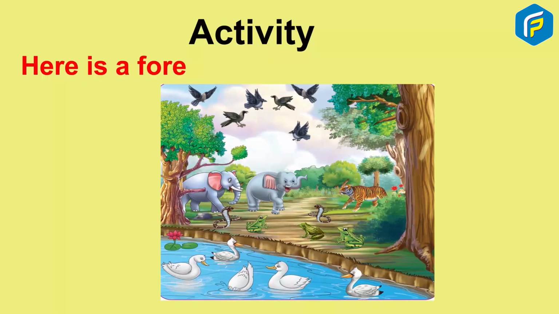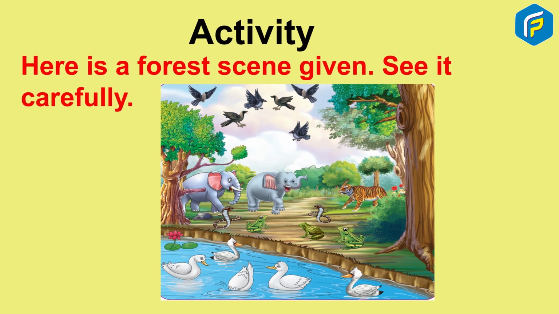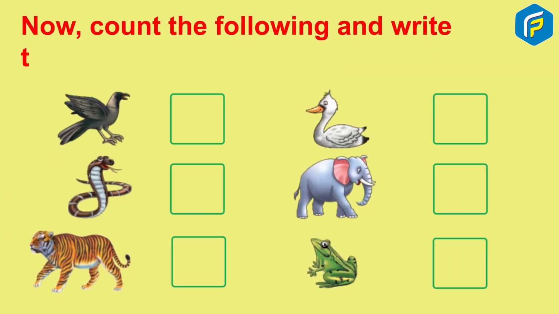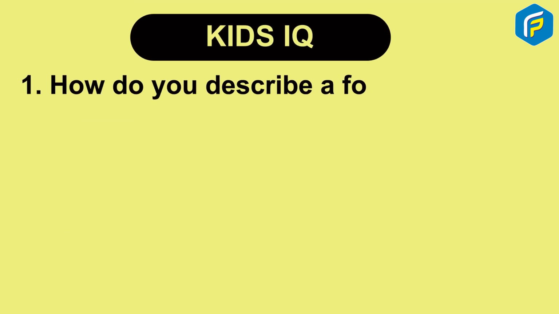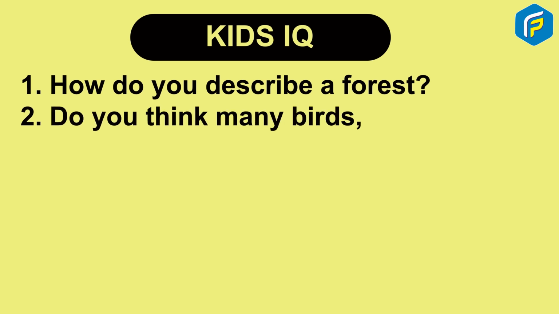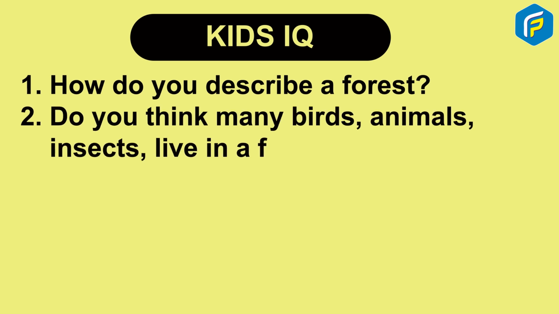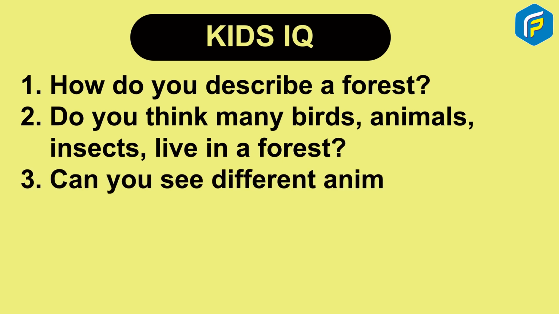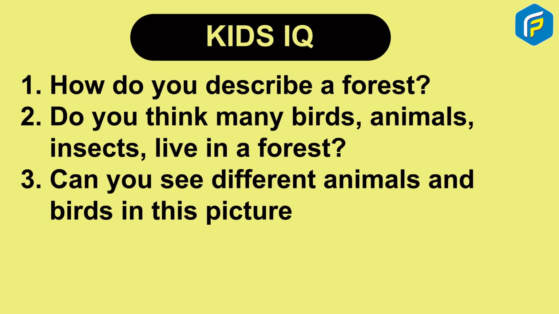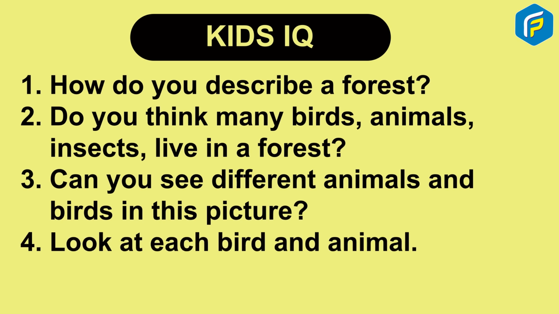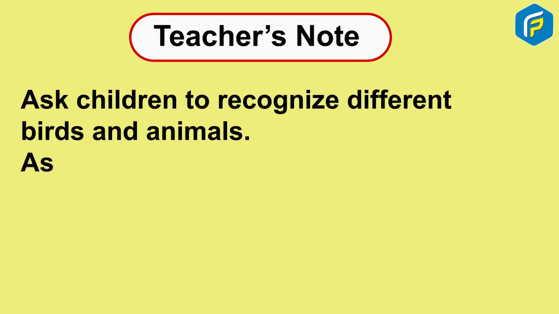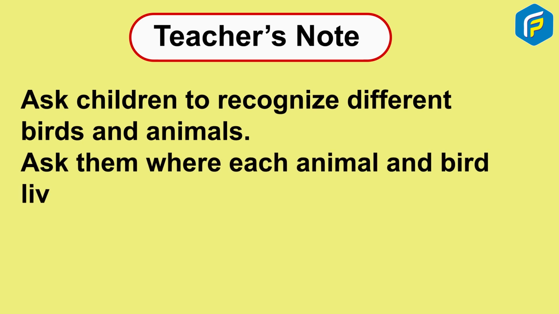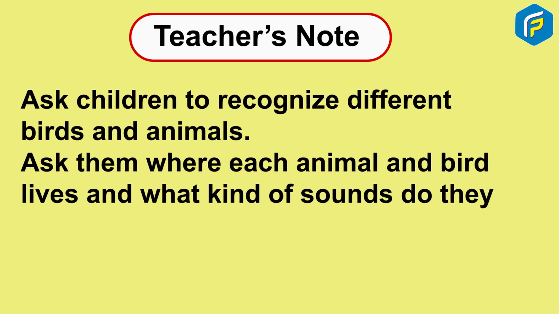Activity. Here is a forest scene given. Observe it carefully. Now count the following and write their number. Kids IQ. 1. How do you describe a forest? 2. Do you think many birds, animals, insects live in a forest? 3. Can you see different animals and birds in this picture? 4. Look at each bird and animal. Can you count them? Teachers note. Ask children to recognize different birds and animals. Ask them where each animal and bird lives and what kind of sounds do they make.